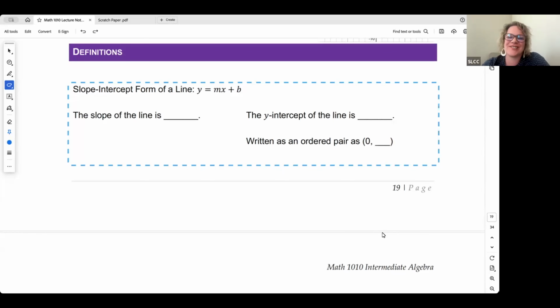Hello, in this video we're studying section 1.3 linear functions. Today we'll look at the definition of the slope-intercept form and do problems number 4 and number 5.